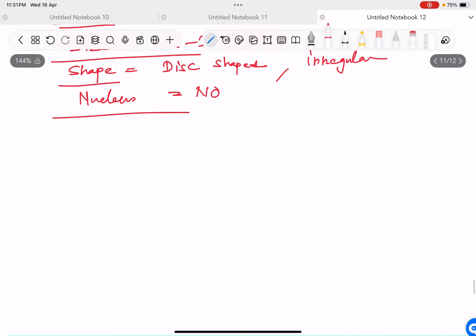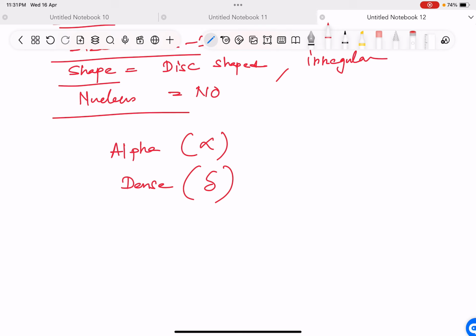Then its granules. It contains alpha and dense granules. Alpha granules are not producing, what the alpha granule contains is von Willebrand factor, platelet derived growth factor, coagulation factor, fibrinogen.